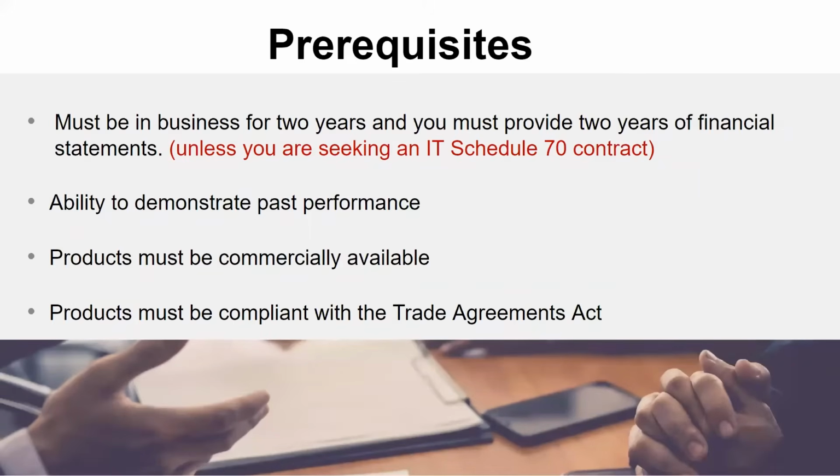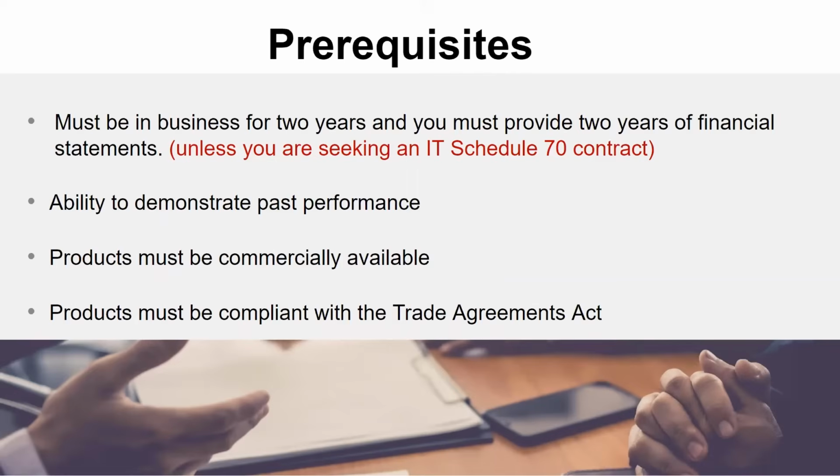I know we just said a lot and gave you a lot of information, but just to recap, a prerequisite is to be in business for 2 years and provide 2 years of financial statements. You have to have an ability to demonstrate past performance. That's either through CPARs, customer references, or customer references for relevant work performed. So those are the 3 options. And within those 3 options, you would want it to be performed within the last 3 years to the date of the offer submission.